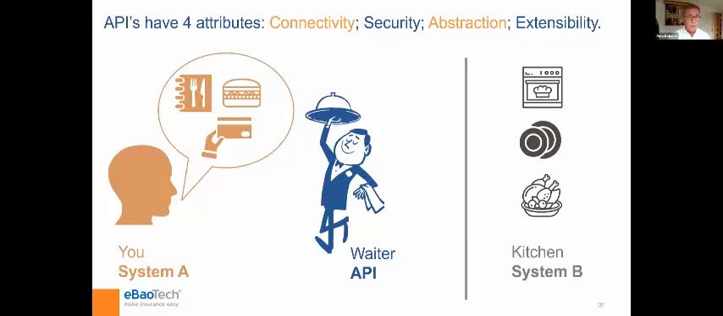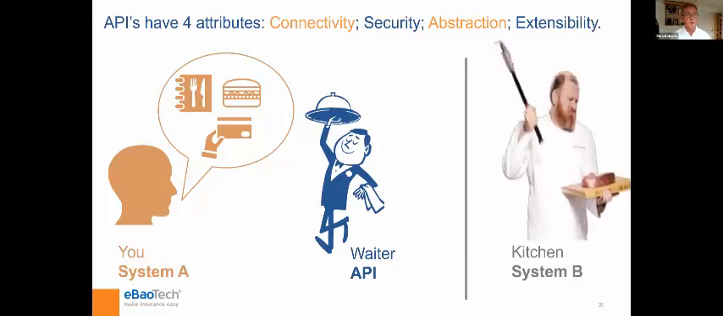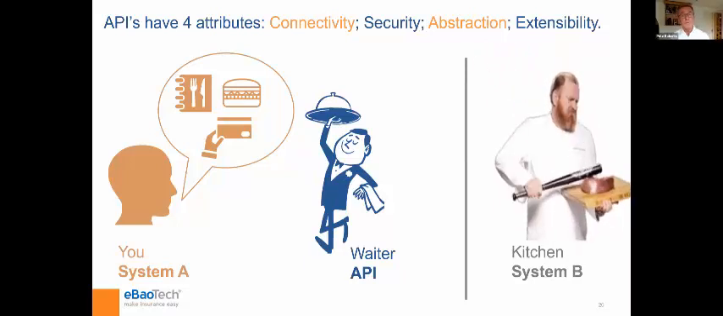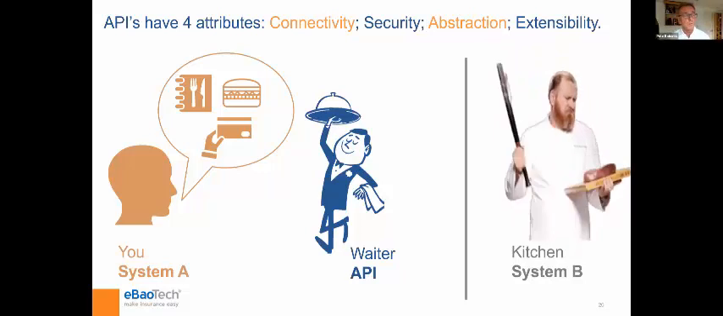But there's one trick an API has up its sleeve, which is particularly interesting if you're a business person. It shields you from the complexities of what's happening in the kitchen. In other words, it shields you from the complexity of the other system that the API is connecting you to.